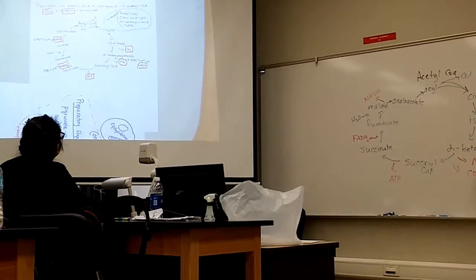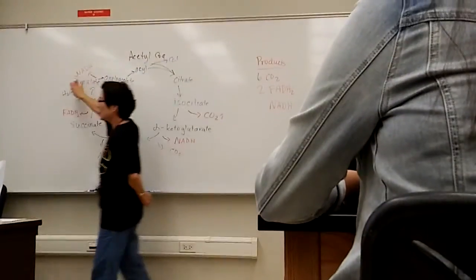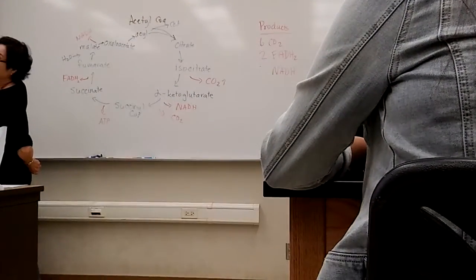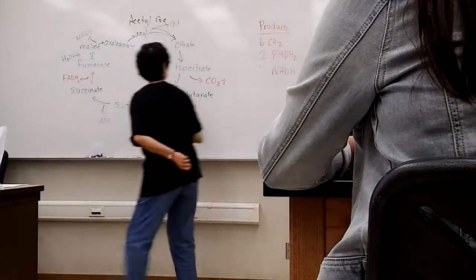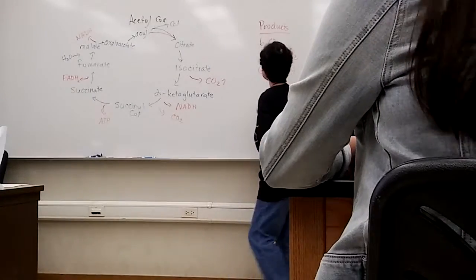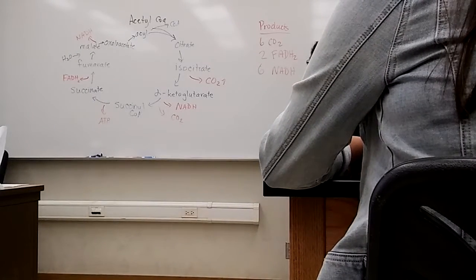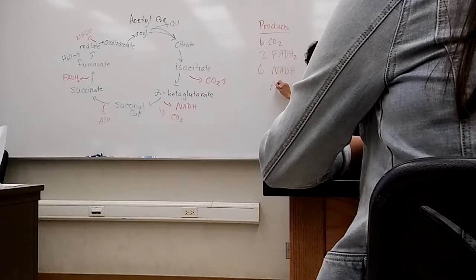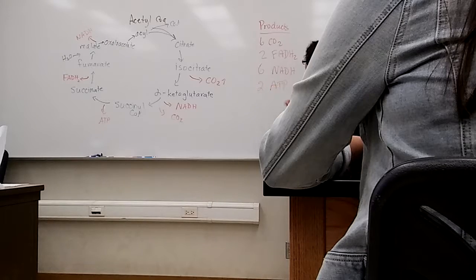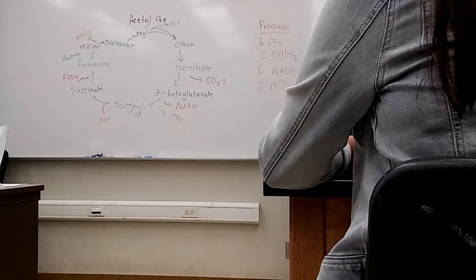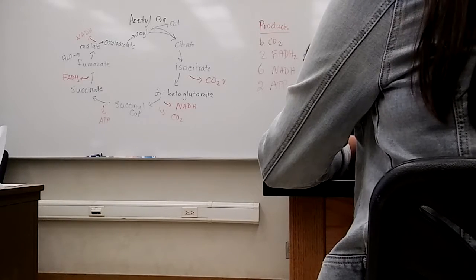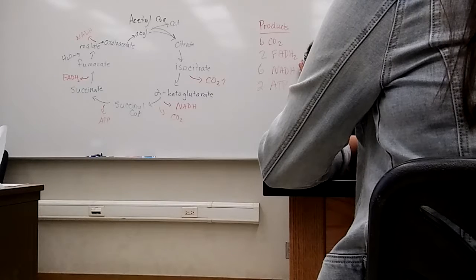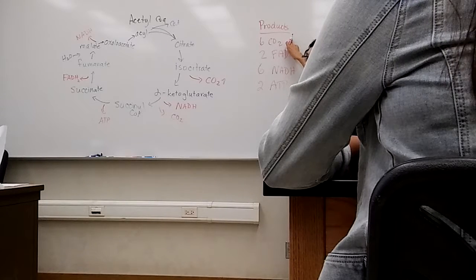Okay? So we've got one produced right here, right? 1, 2, and another one in the preparatory step. So 3, and remember we have to go around twice. 6. Good. So we have 6 NADHs. Okay? What else do we have produced? The ATP, how many? 2, good. Okay, is that it? So we have 2 ATP, 6 NADHs, 2 FADHs, and 6 CO2.